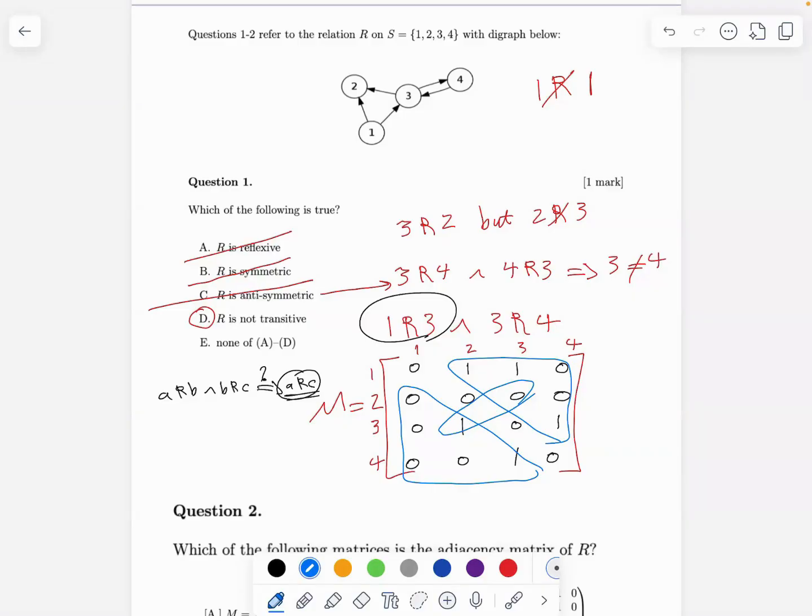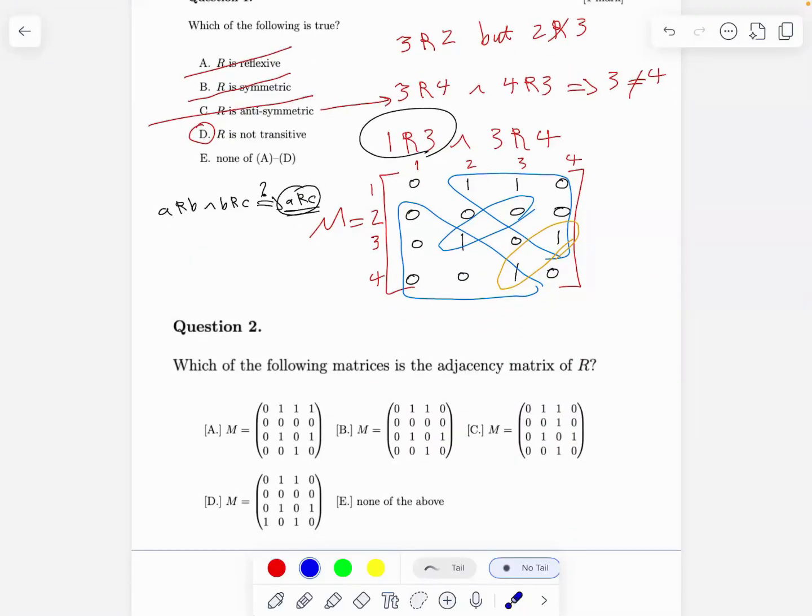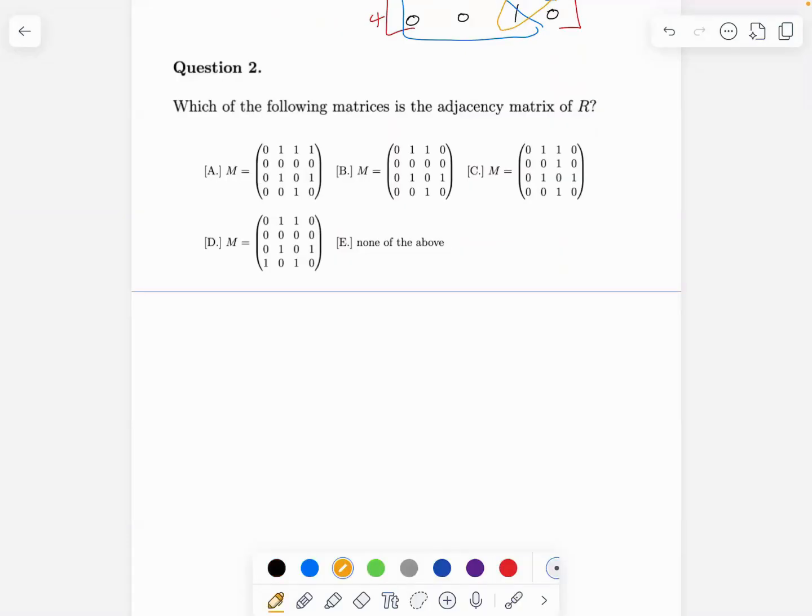It is not anti-symmetric because of this one. All the elements of the upper triangle and lower triangle must be different. If one of them is 0, the other one should be 1. And here we found something that is the same, so it is not anti-symmetric. Transitive, we can't understand from here. We need M squared. The non-zero part of M squared should be a subset of the non-zero part of M.